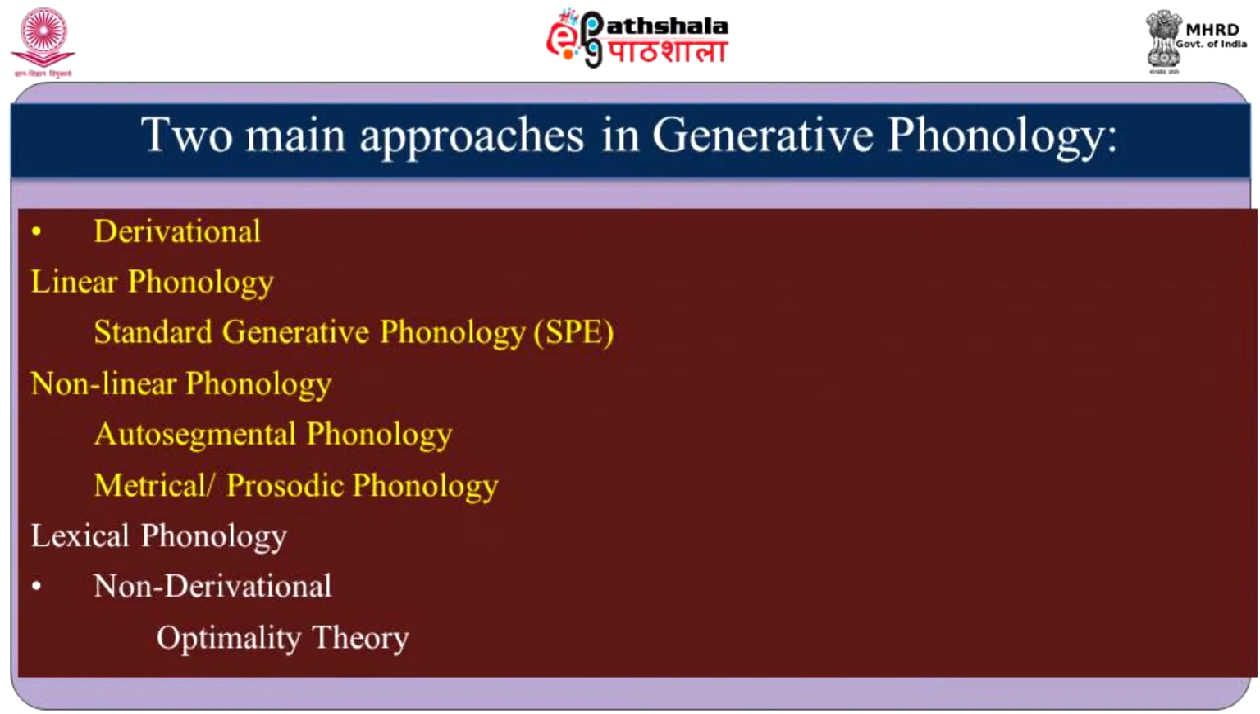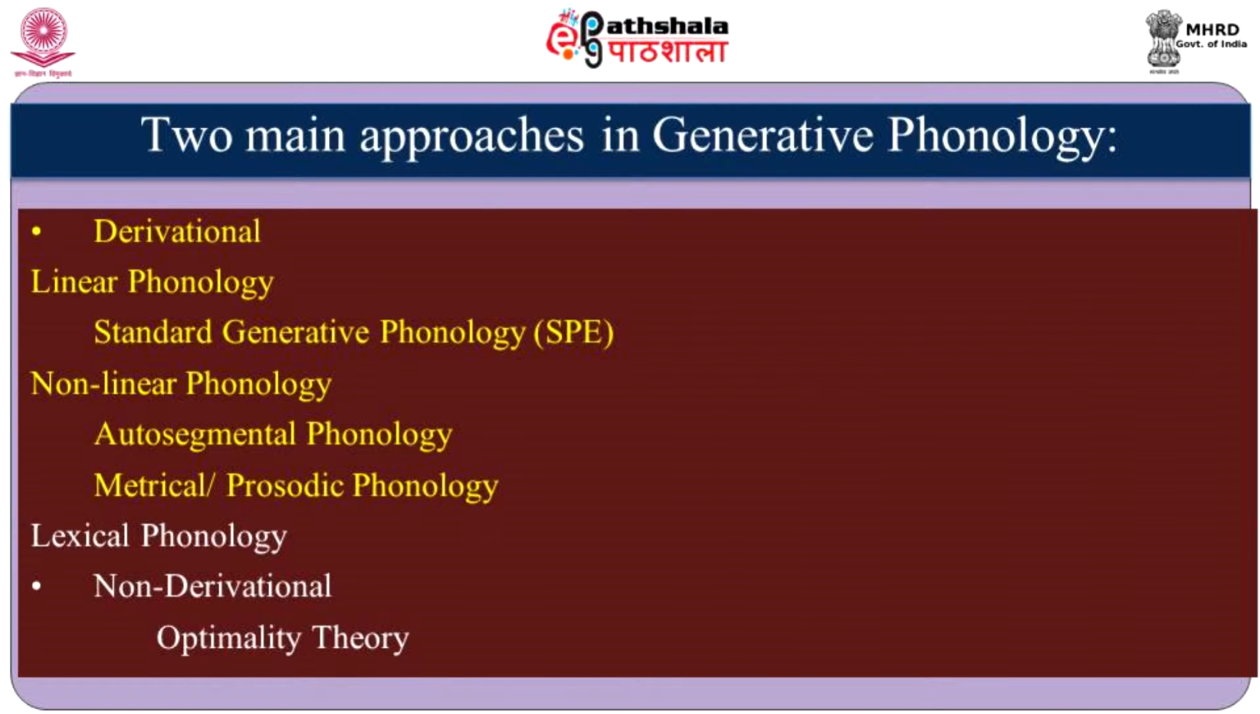In the present module, we present an introduction to a non-derivational generative theory known as optimality theory, the dominant theory of phonology today. It briefly discusses the main points of difference between two main approaches in generative phonology, namely the derivational approach and the non-derivational approach.